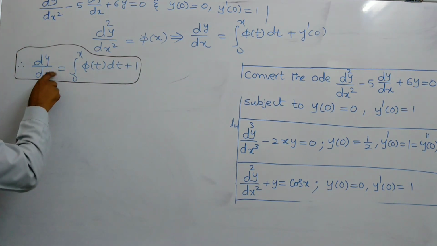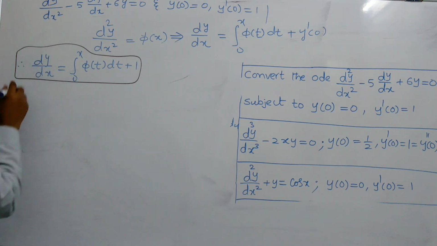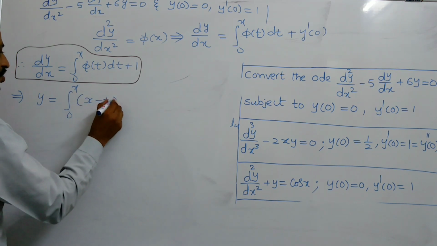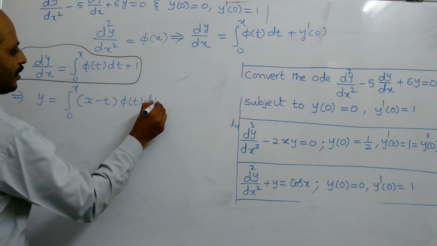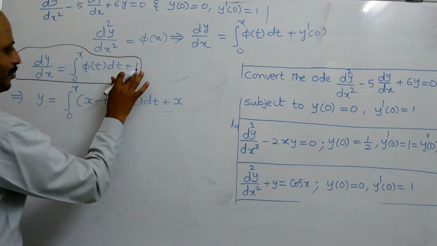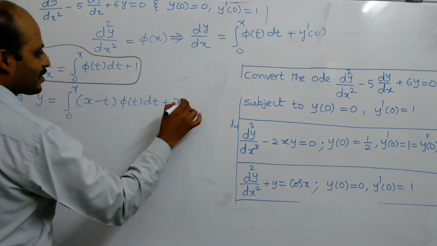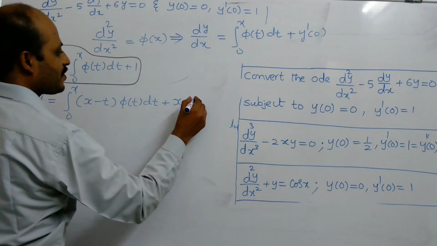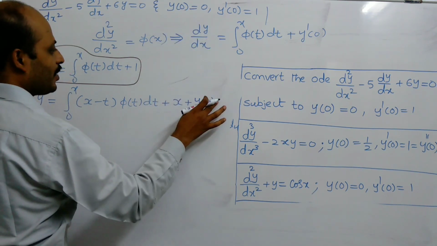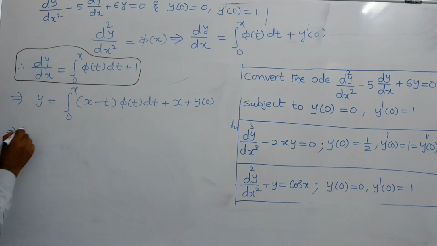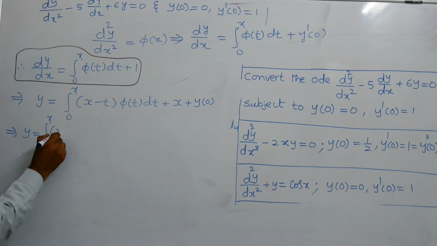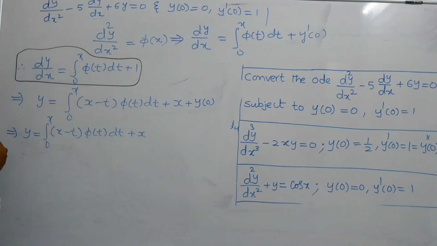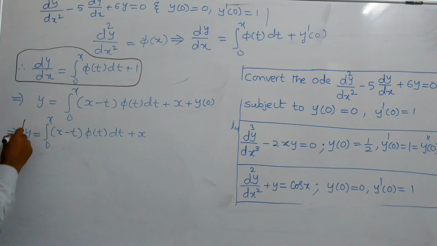Integrate this condition again, you get y is equal to integral 0 to x of x minus t phi of t dt plus x, because integral of 1 dx gives x, plus the first derivative converted to y. So you can use this constant y of 0. y of 0 is equal to 0, it becomes 0. So you get y is equal to integral 0 to x of x minus t phi of t dt plus x. This is condition number 2.